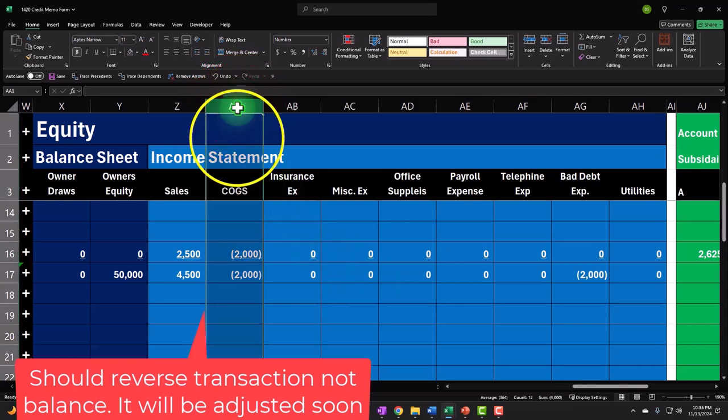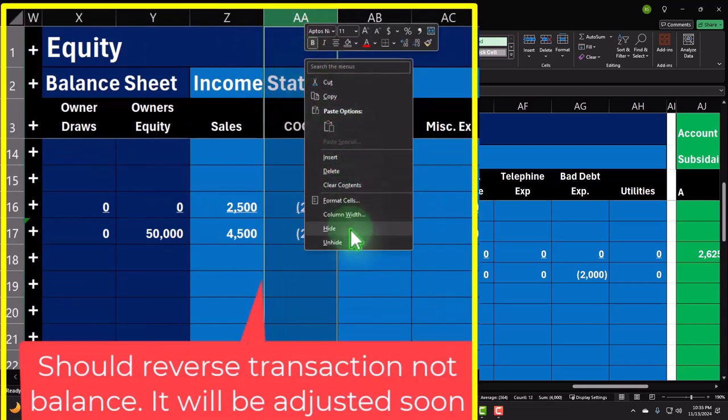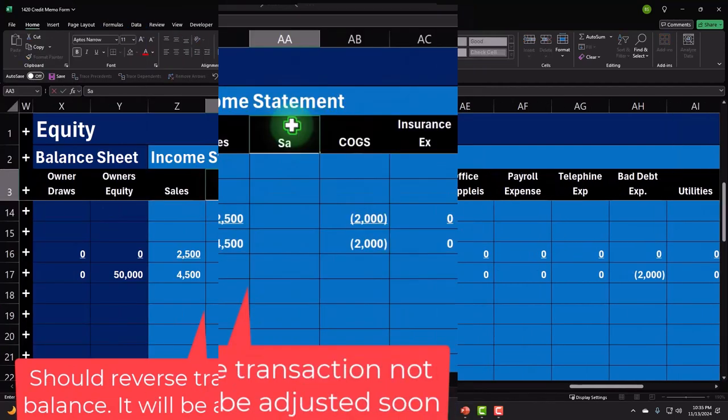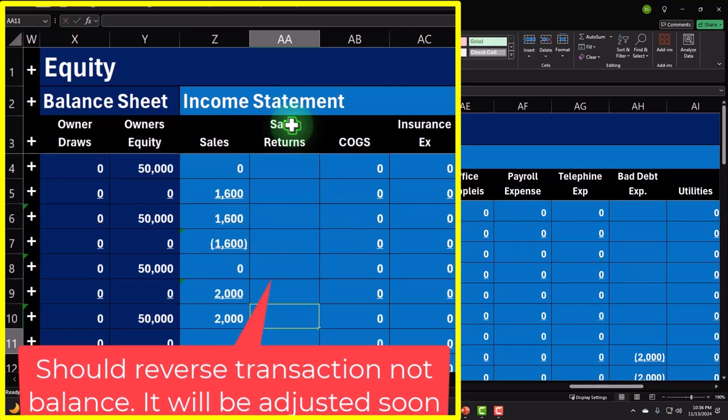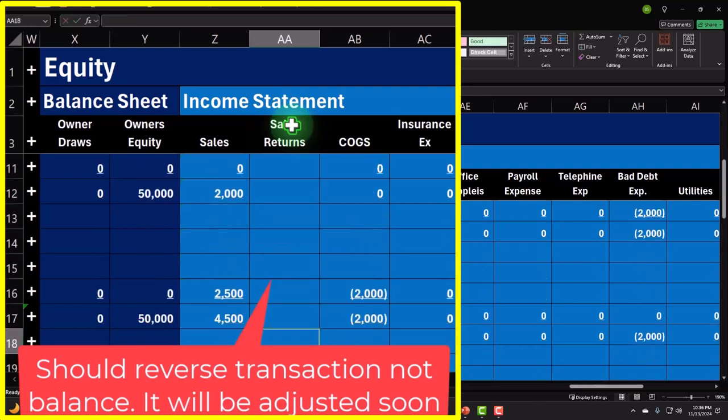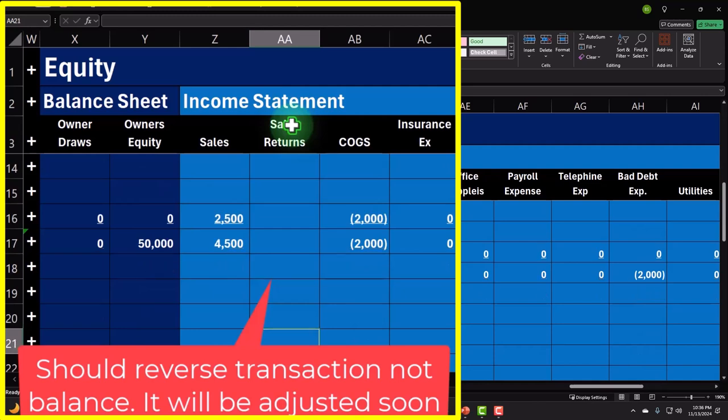So I'll put my cursor on the double A here, right click and insert, and I'm just going to call it sales returns. Now you might call it sales returns and allowances, but that's going to be too long. I don't want to have another row, so I'm just going to call it sales returns up there.